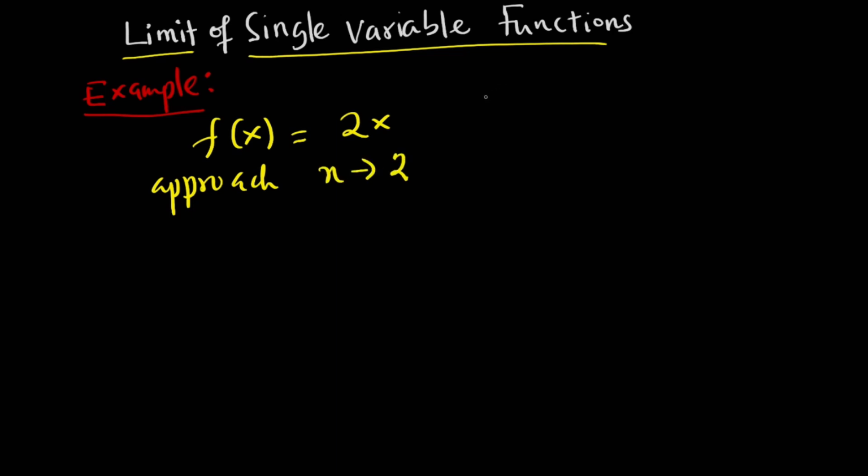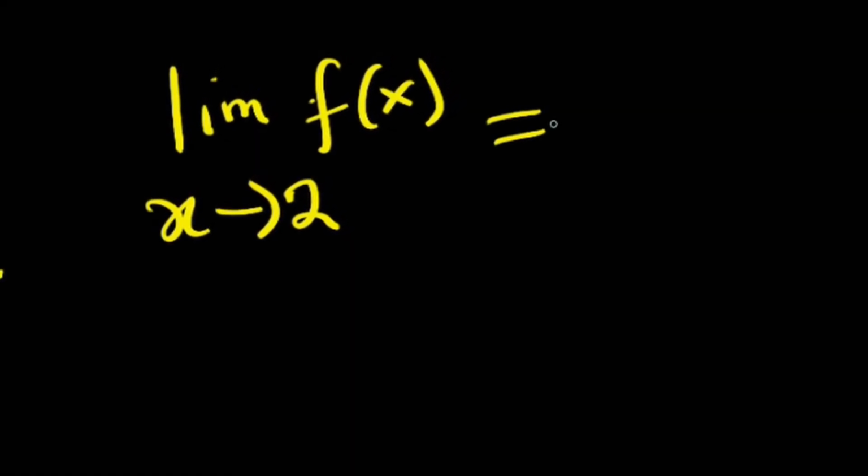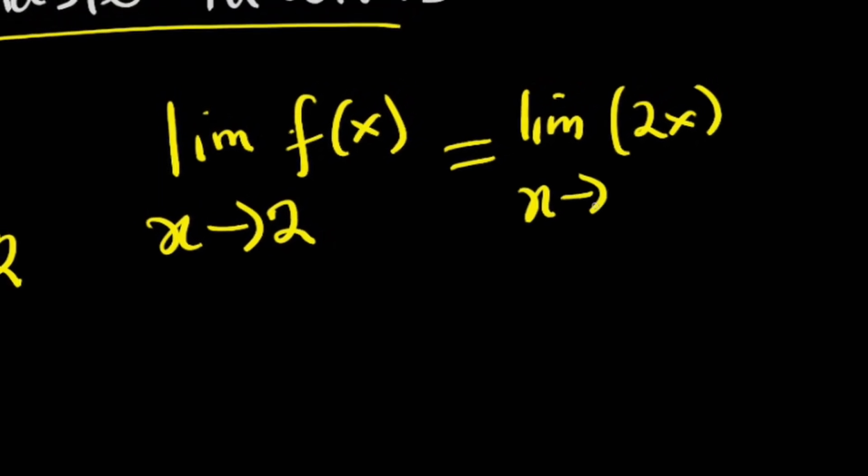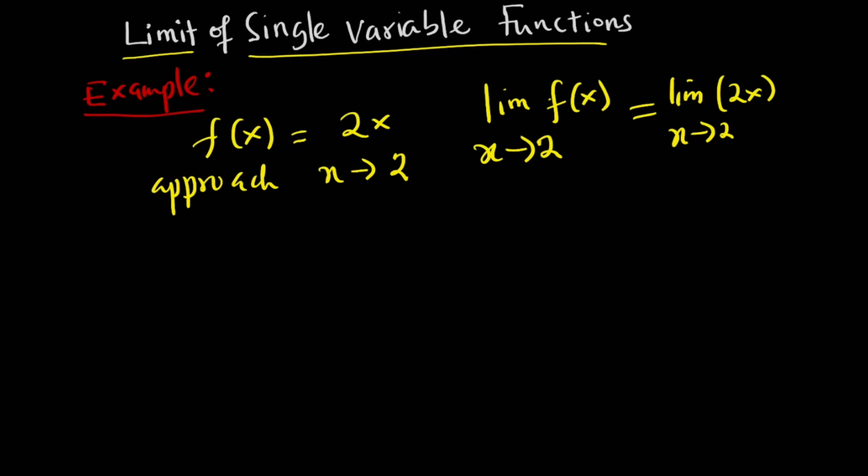And we would write that in mathematics as the limit of f of x as x approaches 2. Or you can simply write this as the limit of 2x as x approaches 2. Now, like I said, we are not interested in f of 2, but we are interested in what happens to the function f defined on x when we approach 2, both from the left side and from the right side. And then these limits, when we approach it from these two sides, should be equal.